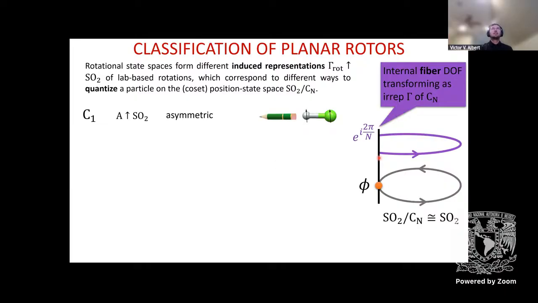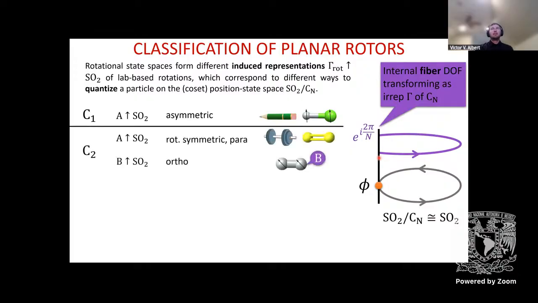So in this asymmetric case, the symmetry group is C1 or Z1. In the symmetric case that we studied, the symmetry group is Z2. And there you get this minus sign if you do this ortho thing. These are classified by these kinds of fiber things where you have a little pseudospin at each orientation. That pseudospin transforms as some irreducible representation. The compact notation that people use for this, called induced representations, is this irrep up arrow SO2.